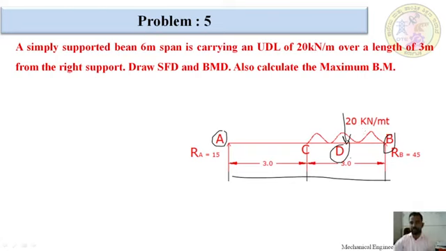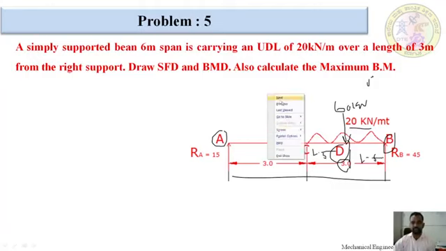First of all, we have to convert this UDL into point load. What is the point load? Point load is equal to UDL magnitude into UDL distance. UDL magnitude is 20 kilonewton and UDL distance is 3. Total is 20 into 3 is equal to 60. This imaginary point load is 60 kilonewton. And half of this is 1.5. This is also 1.5. Okay.